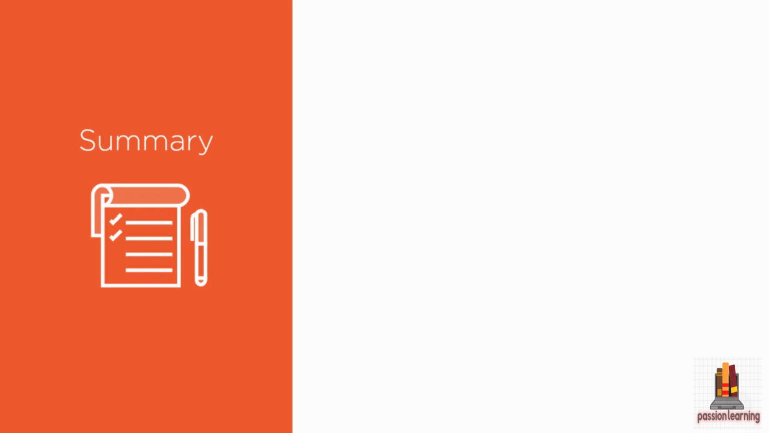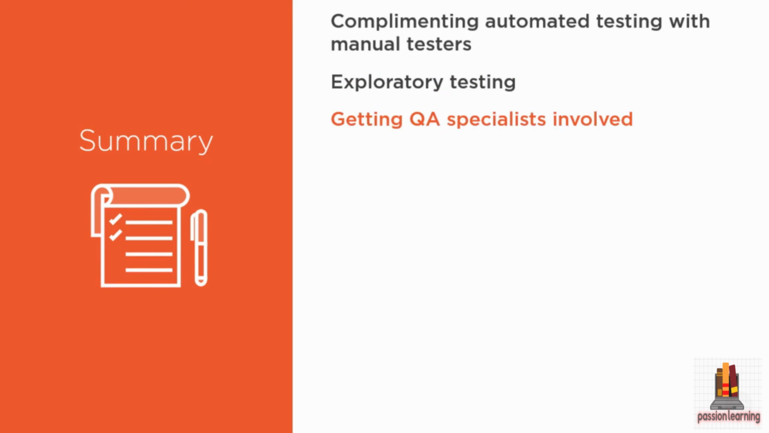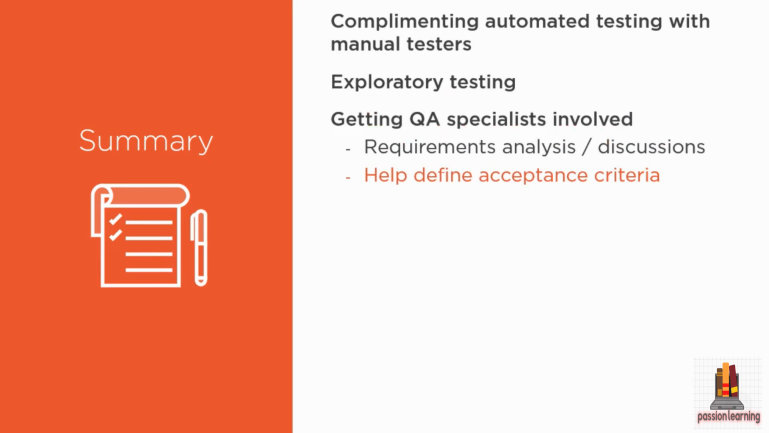So that brings us to the end of this module. In this module, we learned how we can complement our automated tests with manual tests. We learned that our QA specialists, rather than working from test scripts, can perform exploratory testing. We also learned how we can get our QA specialists involved, including during requirements analysis, and also helping the business analysts to define acceptance criteria.